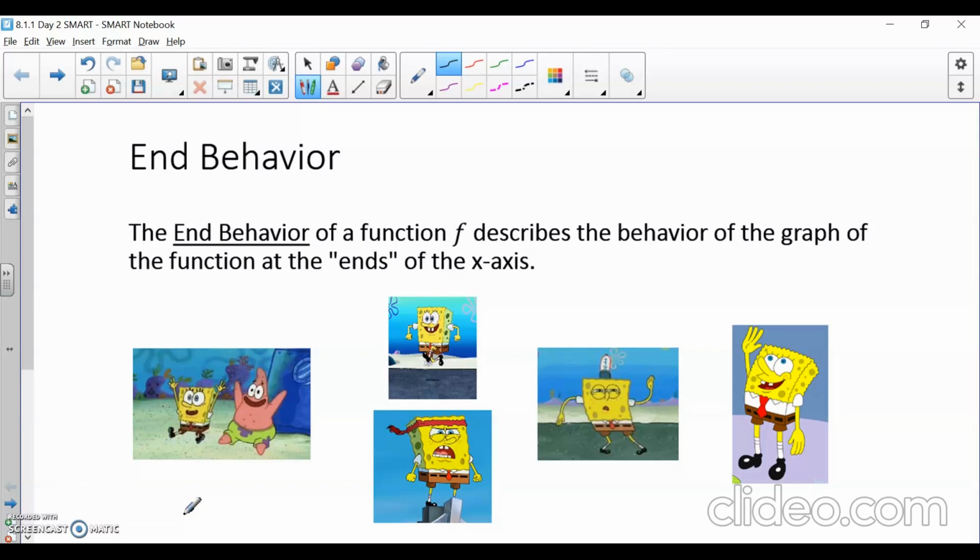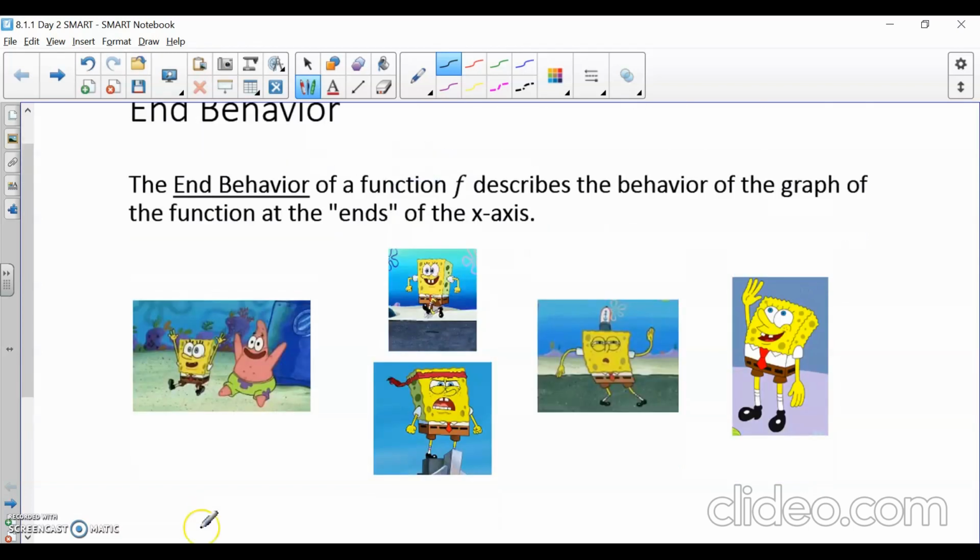So I have a fun SpongeBob themed visual here for you to kind of get this idea across. Here, if you look at SpongeBob and Patrick's arms, they're both raised up towards the sky, right? So an example of this would be like a parabola, right? Because it starts going up and it ends going up. And you can see that if I just kind of draw it in here. And this would be called like up, up.